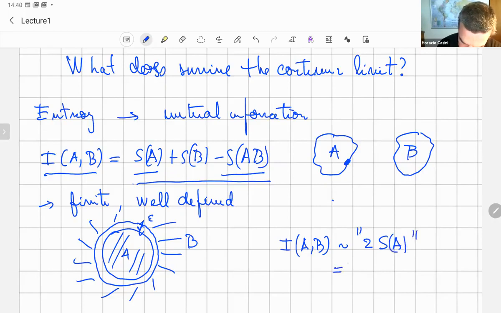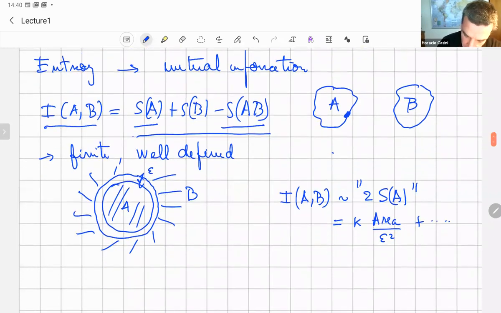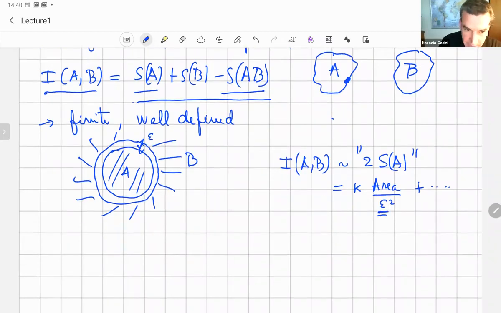So in fact, it will be some constant, some area term over epsilon squared, plus some other terms, where now epsilon is a physical scale. It's a physical scale. In drawing this picture, I have taken my lattice size to zero already. This epsilon is not the lattice size. It's a physical distance. When I do that, I expect to have something like twice the entropy. In fact, it diverges if I take epsilon going to zero. But now the coefficient here is completely universal.